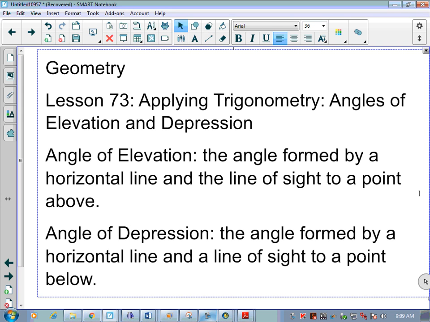Lesson 73, we're going to talk about applying trigonometry with angles of elevation and angles of depression. And this is going to come up a lot. They're going to give you a lot of word problems that involve this. So we start off here with angle of elevation. Angle of elevation is the angle formed by a horizontal line and a line of sight to a point above.